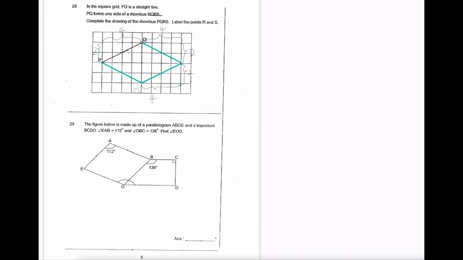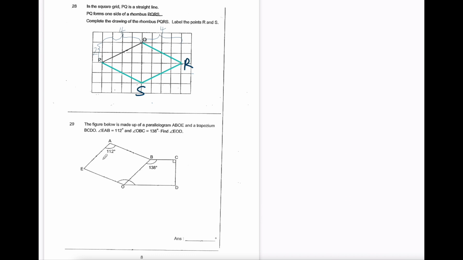Okay, I'm gonna have to erase this because I need to label R and S. Okay, I'll leave the 4 there. So PQ, this will be R, and this will be S, and that's how we're going to get our 2 marks. Okay, next one. Question 29.